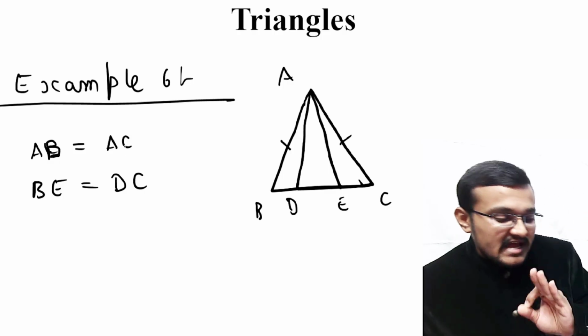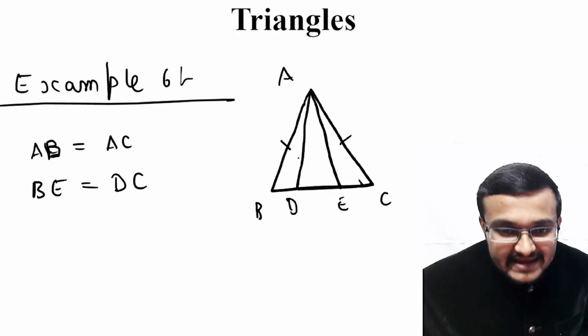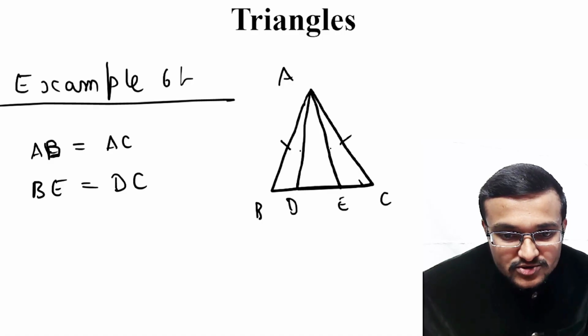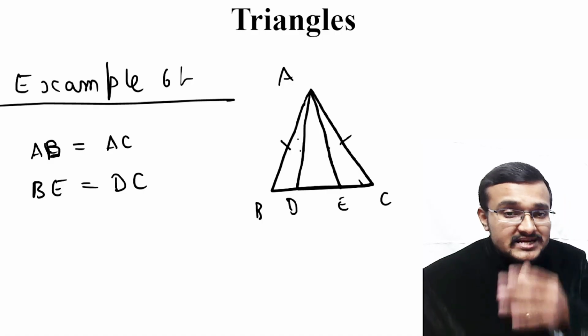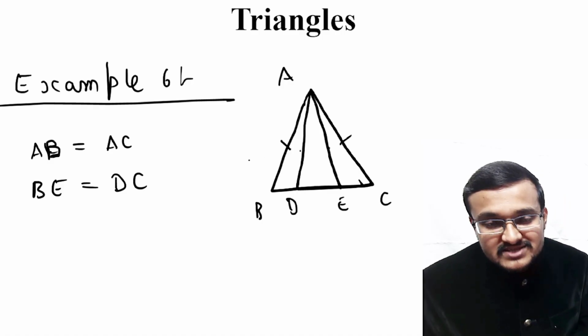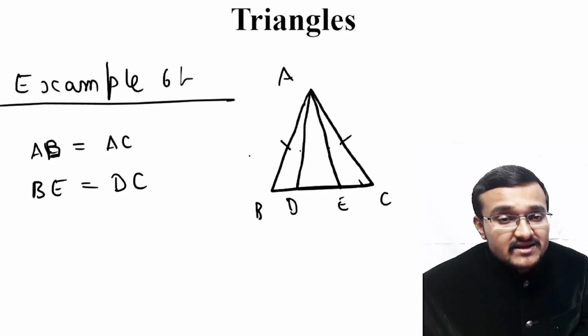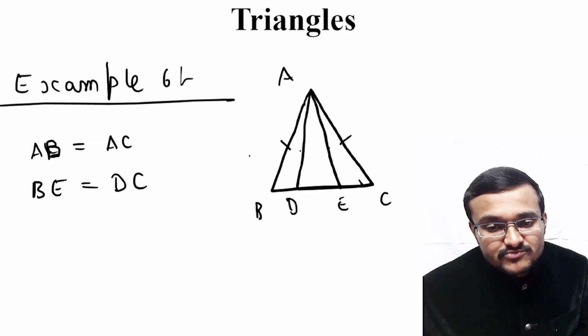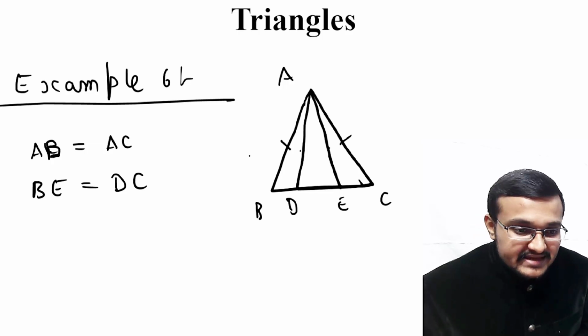Now we have to show that AD is equal to AE. These two lines which we have drawn inside the triangle should be equal to each other. That we have to prove: AD is equal to AE.